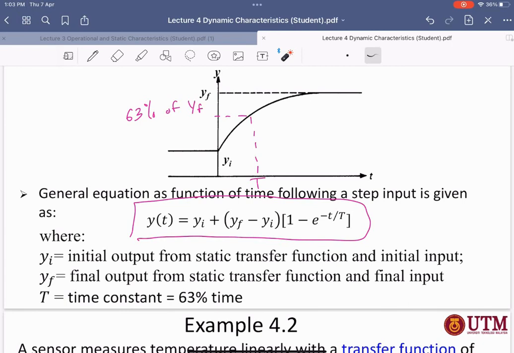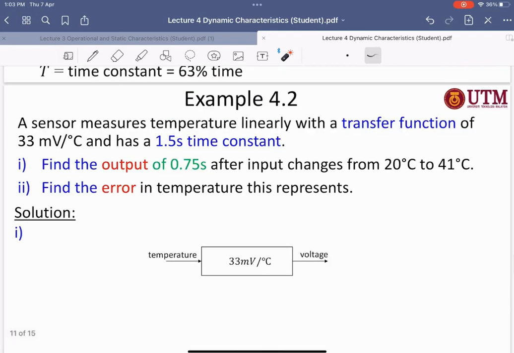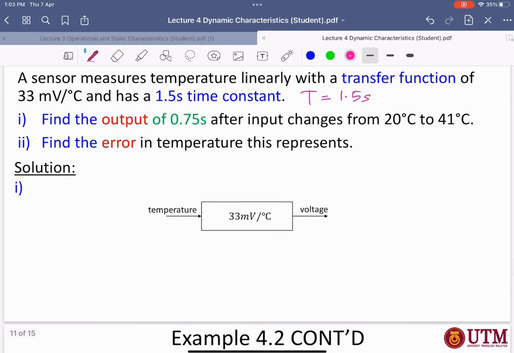Okay, so let's go to example 14.4.2. A sensor measures temperature linearly with a transfer function of 33 millivolt per degree and has a 1.5 time constant. So we know the time constant equals 1.5 seconds. Find the output at 0.75 second after the input changes from 20 degrees to 41 degrees. So when we have the time constant, we can get the output and so on.